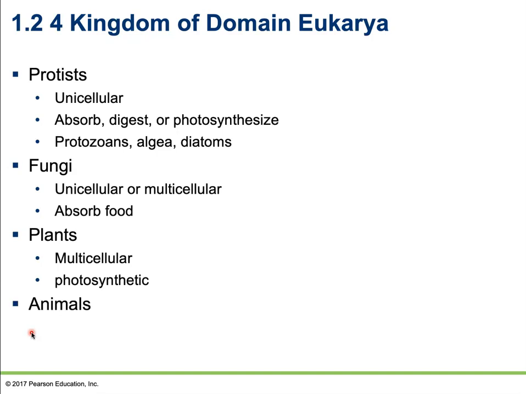And then finally, animals is going to be the last kingdom of the domain Eukarya. The animal kingdom is going to be multicellular, and they're going to digest their food internally, meaning that they have to obtain their food from the environment. They're going to bring it in, slurp it in, suck it up, and digest that food internally, break it down into its smaller components so it can be absorbed into the bloodstream. And those are going to be our kingdoms of the domain Eukarya.